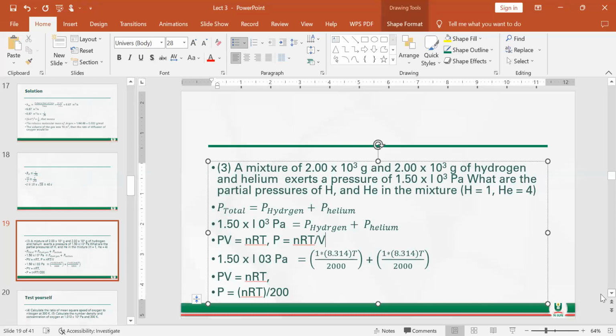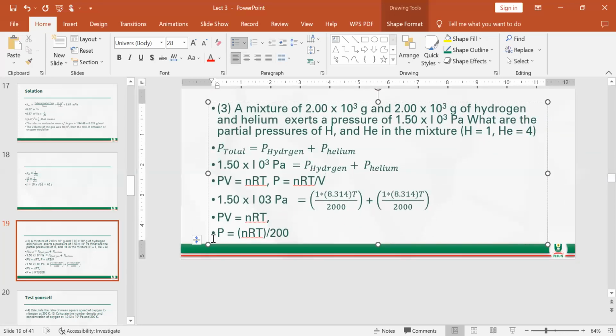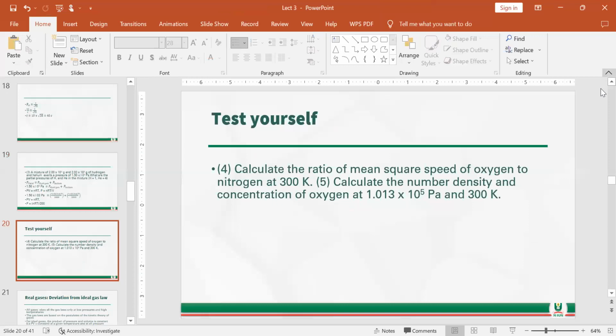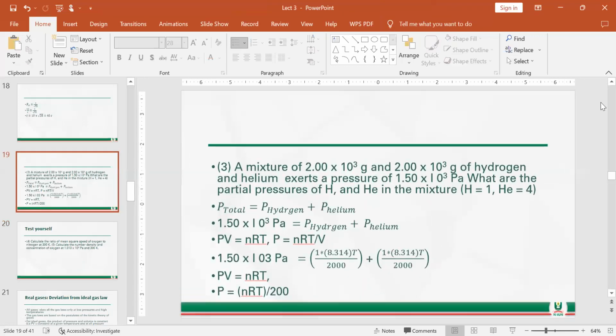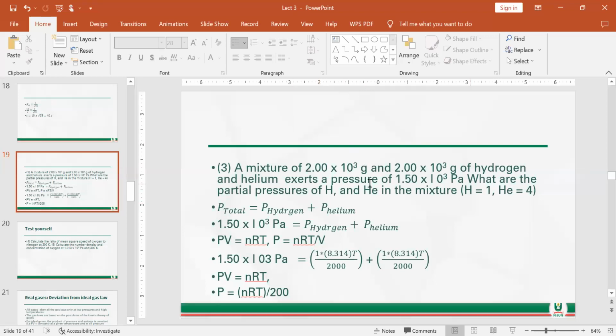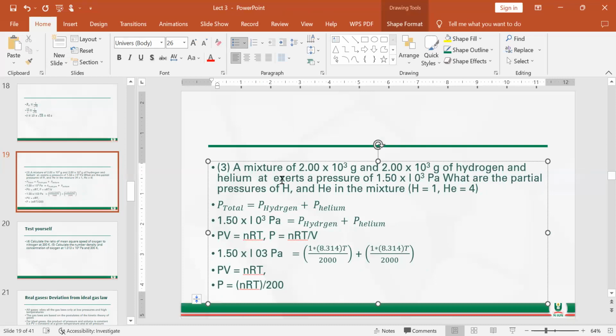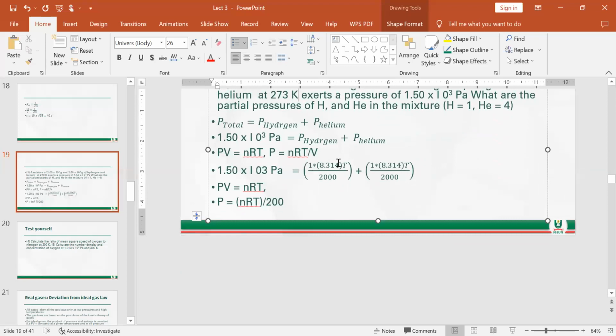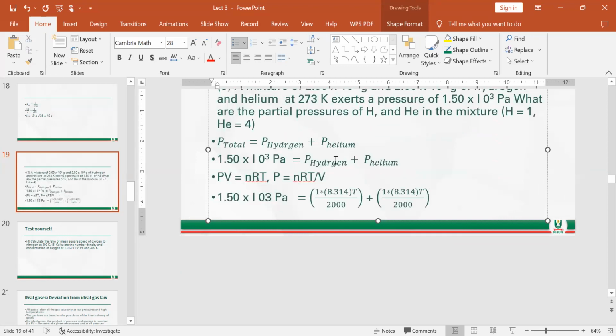So now, you were asked to calculate the partial pressure. We have said that PV is equal to nRT. That means PV is equal to nRT all over 200. And that means we are able to calculate once we see the common temperature. Let me put the temperature at 273 Kelvin. So for hydrogen, when you multiply this by temperature, you have this. When you multiply this by temperature, you have this. So you will find out that this is the partial pressure for hydrogen, and this is the partial pressure for helium.